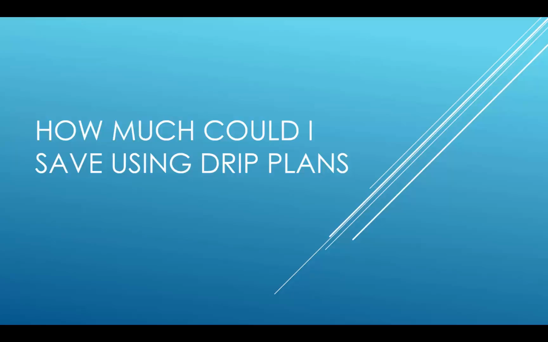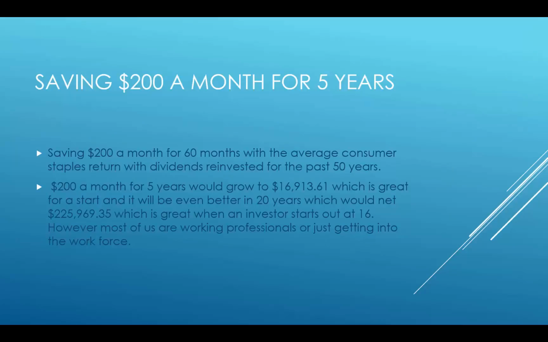Welcome to my course on how much can I save using DRIP plans. So I'm going to use the $200 a month case for 5 years. Save $200 a month for 60 months, with the average consumer staples return, dividends reinvested, for the past 50 years of 12.9%. So basically we get $200 a month for 5 years. We'll grow to $16,913.61, which is a great start, and it'll be even better in 20 years since dividends will magnify the return the longer the time period is.